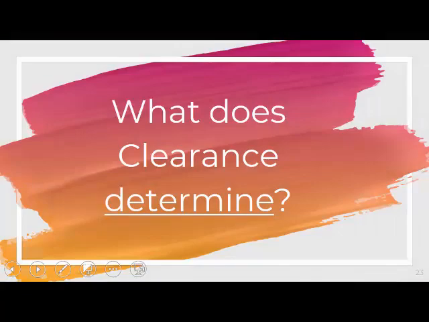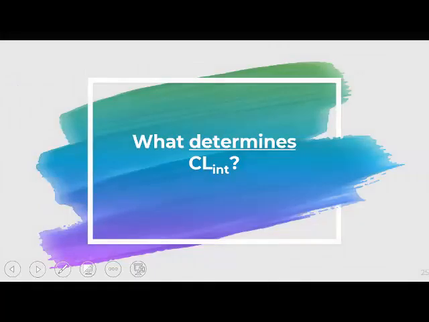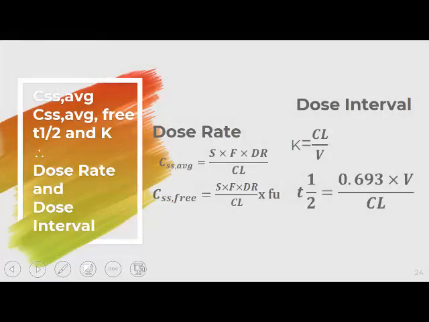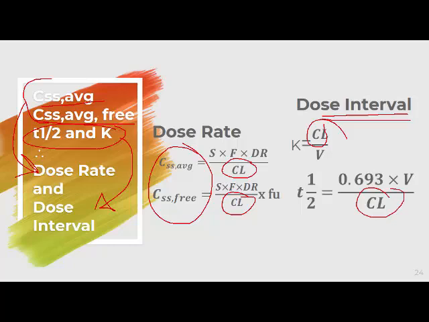So what does clearance determine? We know clearance is really important because it is a determinant of CSS average and CSS free, and it's also a determinant of half-life and K. CSS average and CSS free will determine if there's a dose rate change, and half-life and K will determine if there's a dose interval change. So we can see clearance here determining CSS average, and clearance here determining our dose interval.